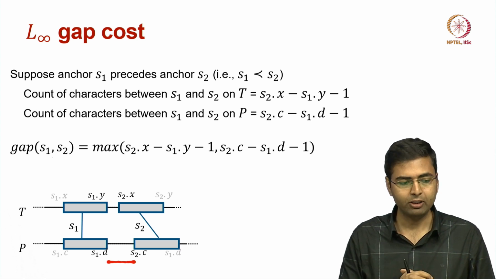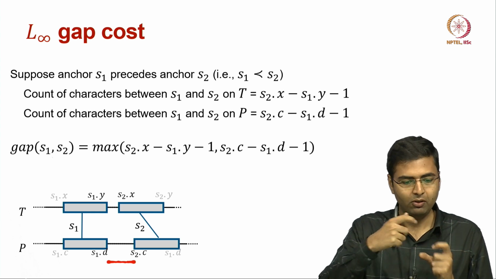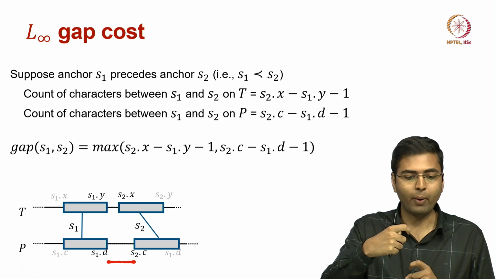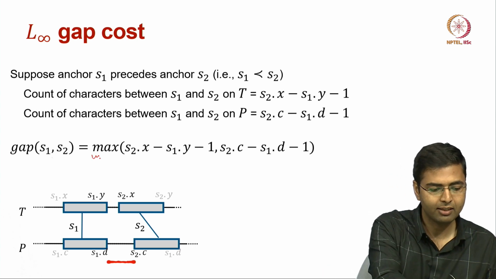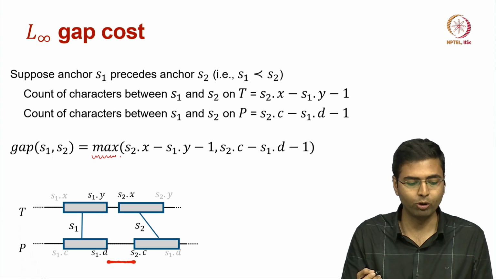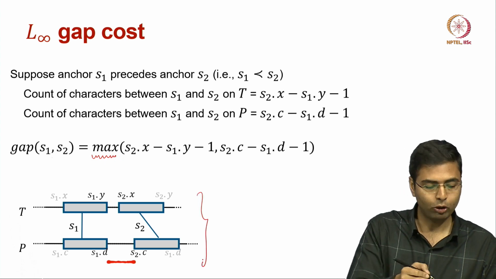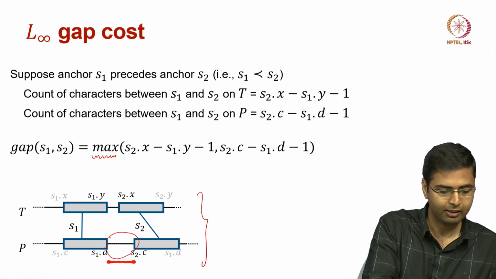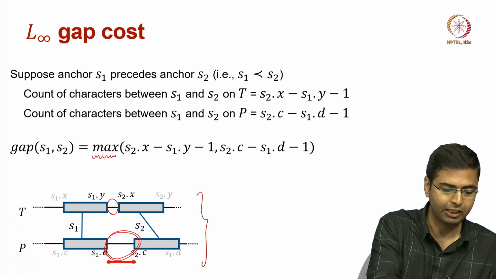There is another gap cost definition which is known as L infinity gap cost. In this case, instead of taking a sum of characters on both sequences, we will take a maximum of both. So, for example, in this illustration, the gap cost will be dictated by the gap on the second sequence, because it is higher than the gap on the first sequence.